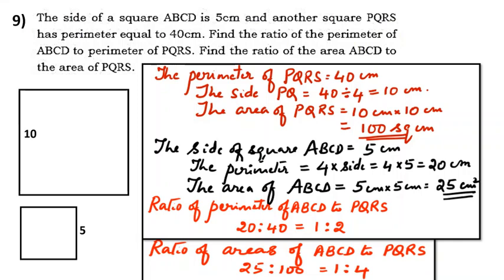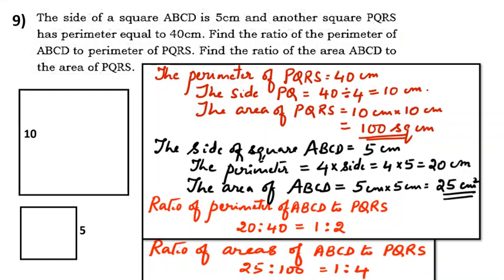Ratio of perimeter of ABCD to PQRS. Don't do the reverse. So they asked ABCD to PQRS. So first write ABCD 20 units. Then PQRS given 40 units. So 20 is to 40. 40 is given there in the question. 20 we calculated. So it is 1 is to 2. 20 is to 40 means 1 is to 2.